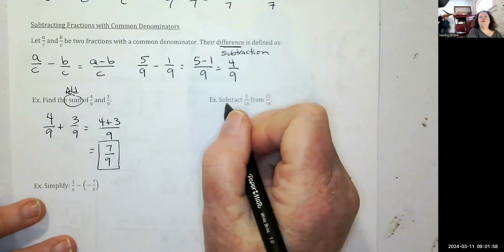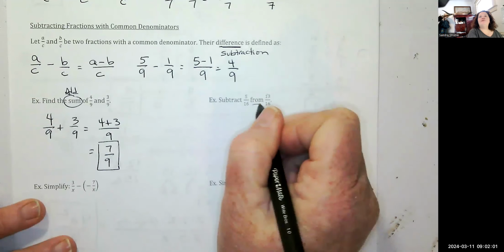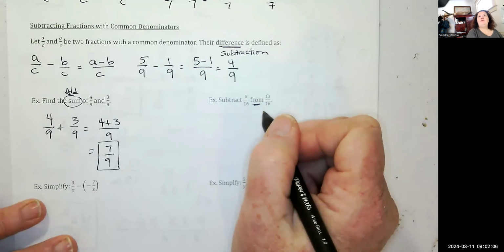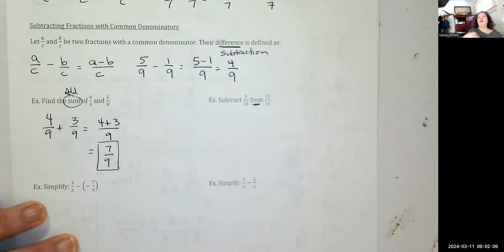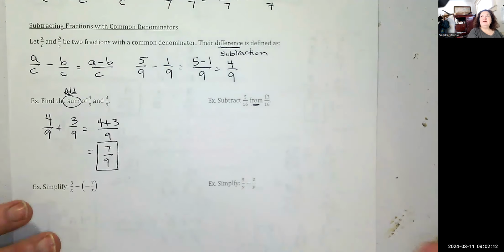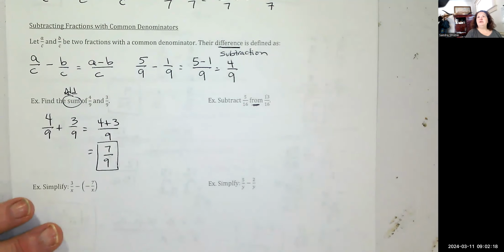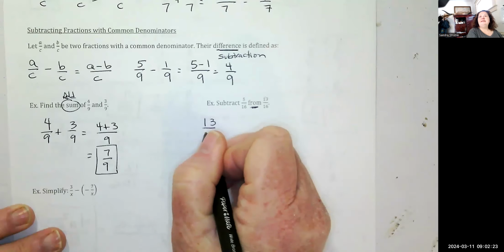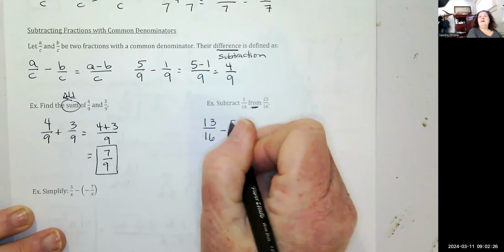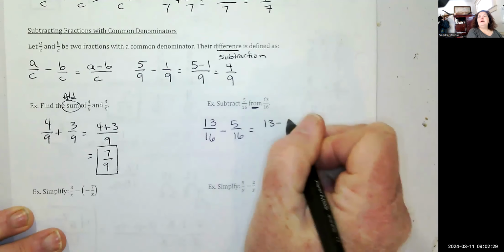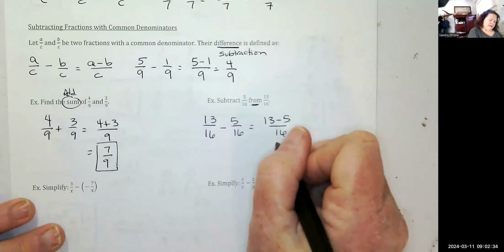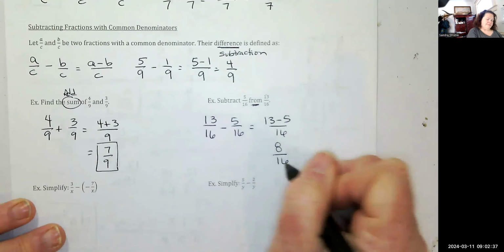Okay. Subtract 5/16 from 13/16. This is just like the "than" statement that we've talked about before. If you're subtracting something from something else, that something else has to come first. Like if I'm subtracting 2 from 5, that would be 5 minus 2. But it's fractions, so we're subtracting 5/16 from 13/16. So that's 13 minus 5 divided by 16, which is 8 over 16.